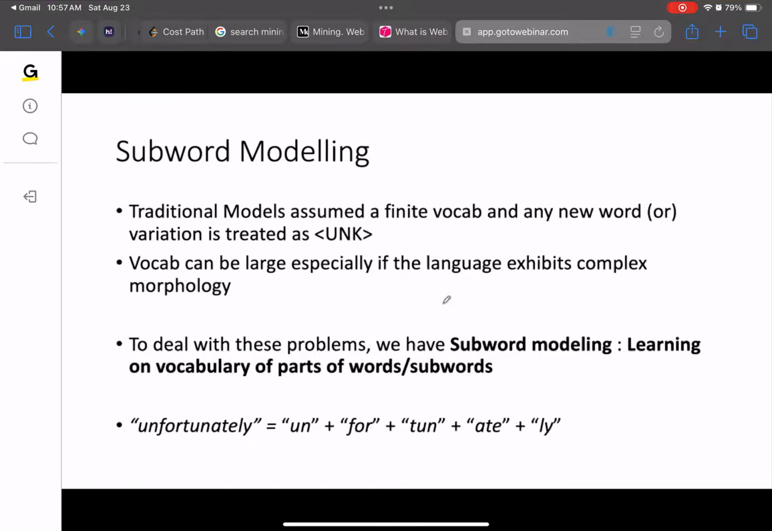So that's another issue. If you want to actually consider these variations into the picture and expand our vocabulary, that's not possible. And if you don't expand our vocabulary, we tend to have a lot of unknown values. So that is again not very useful. To deal with these problems, we have an approach called subword modeling, where the learning is conducted on the parts of the words, or the subwords. Here is one example where the word unfortunately is divided into around 5 parts.